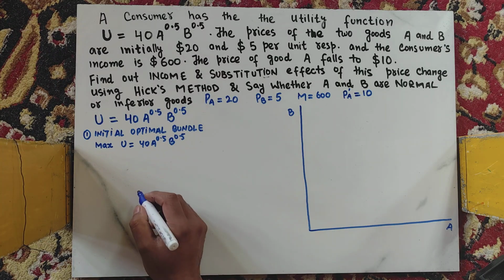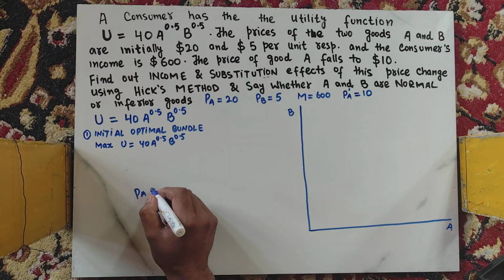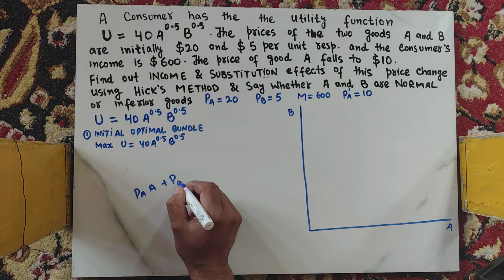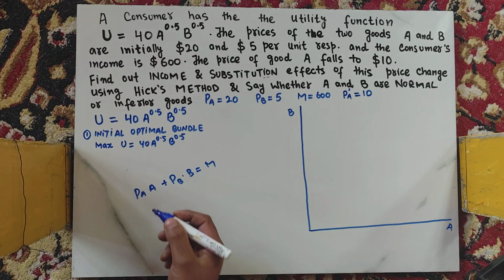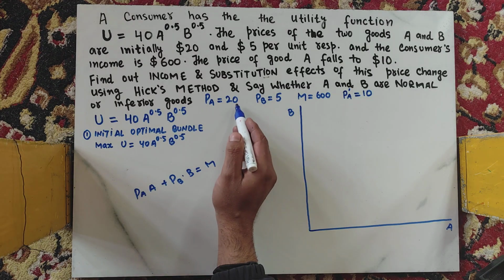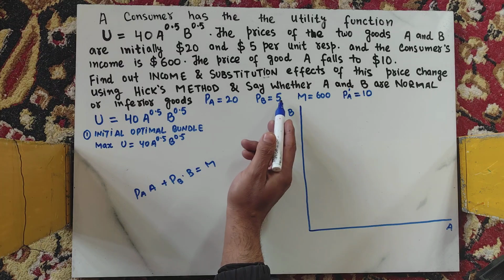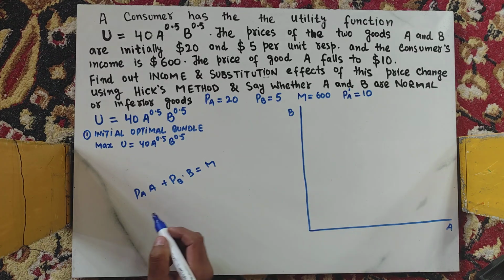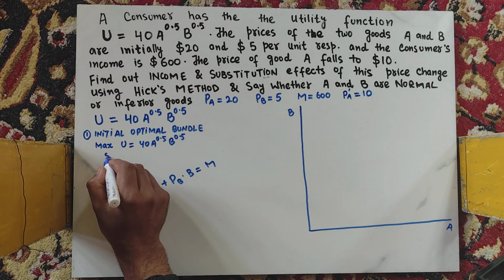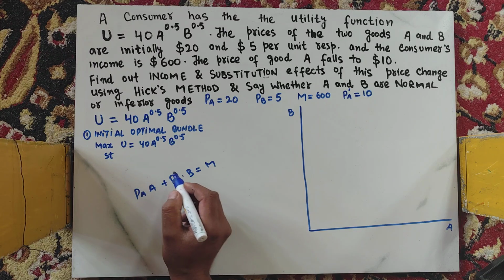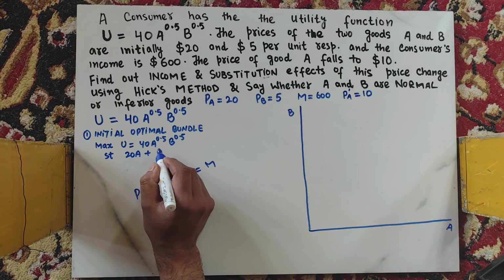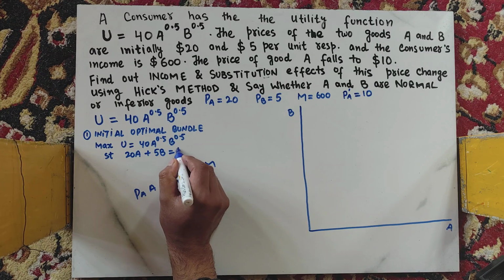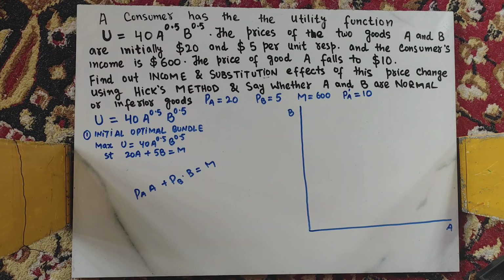What will be the initial budget constraint? That will be the price of good A times units of good A plus the price of good B times units of good B, equal to the income of the consumer. Initially the price of good A is 20, the price of good B is 5, and income is 600, so subject to the budget constraint 20A + 5B = 600. We want to maximize the utility.